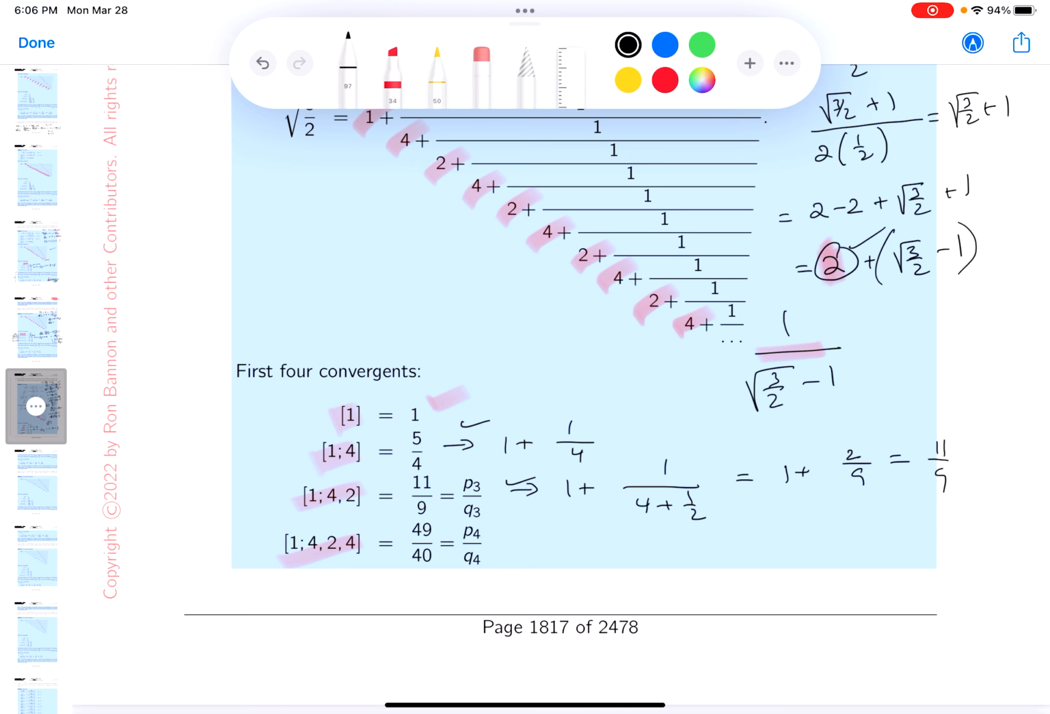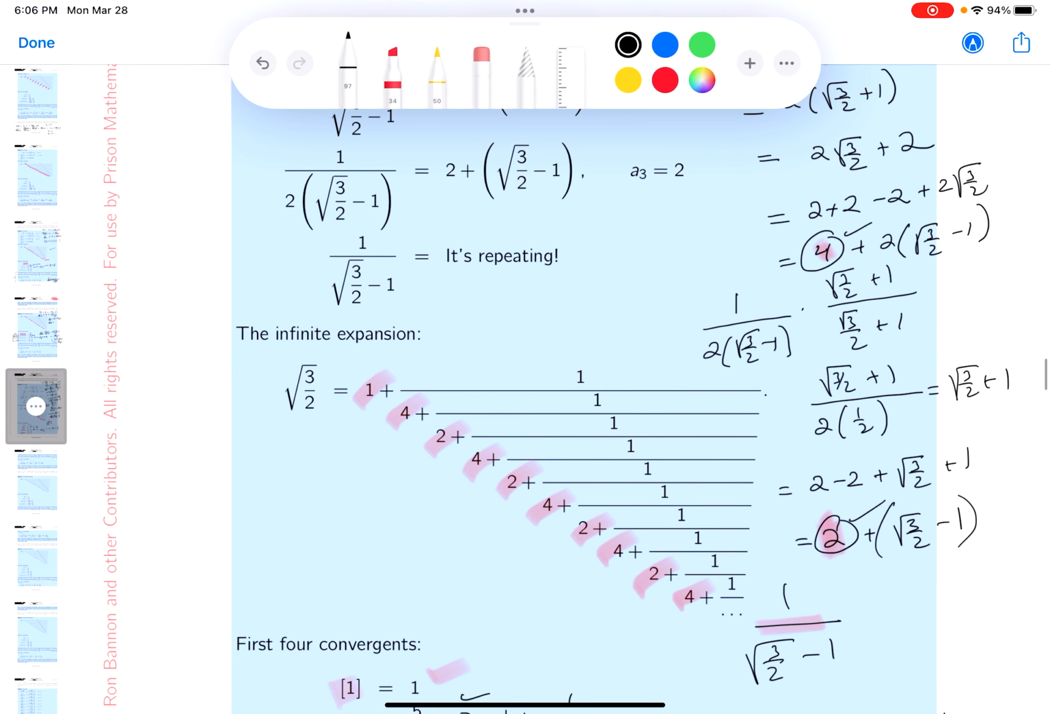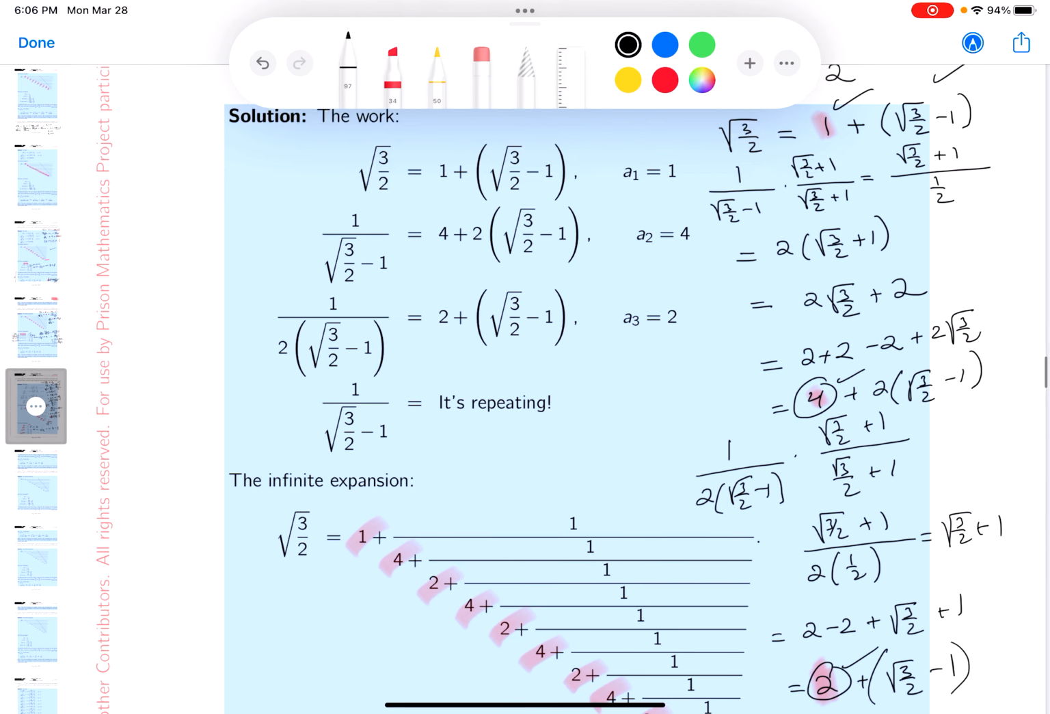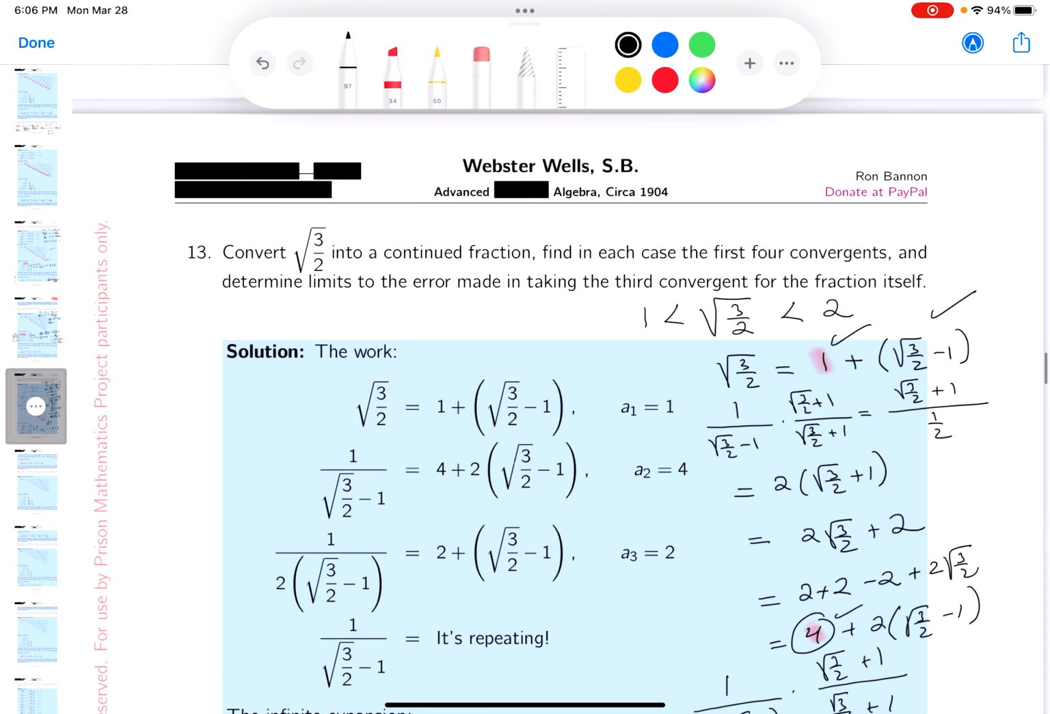So, I mean, they're kind of tedious to do. And really, at some point, I got to cut to the chase and show you to use a computer to do that, right? And we're at problem number 13.